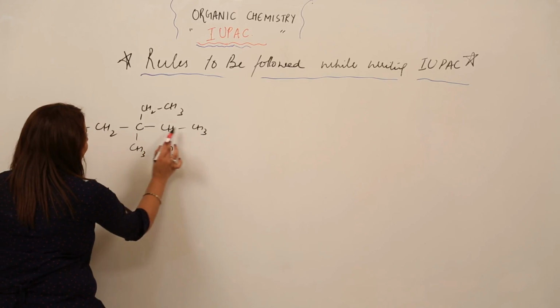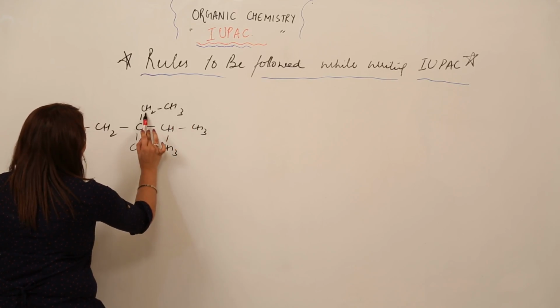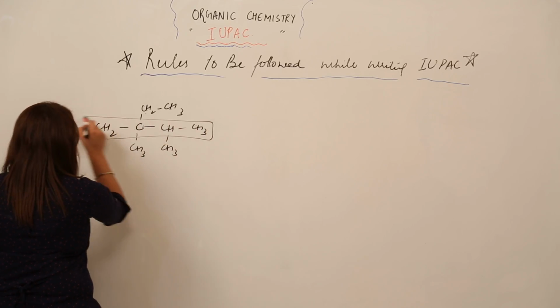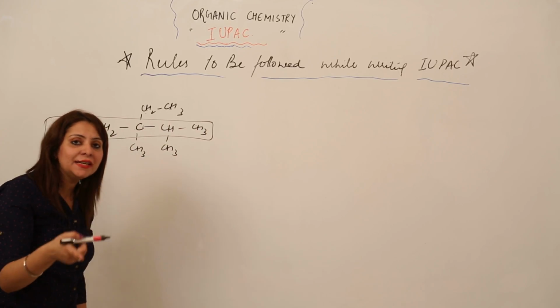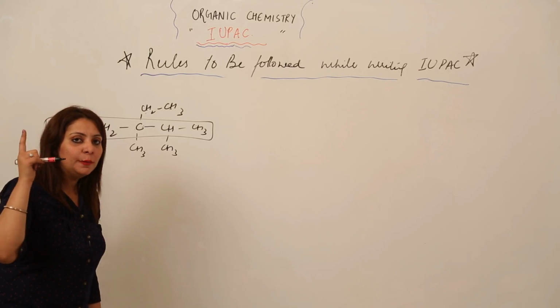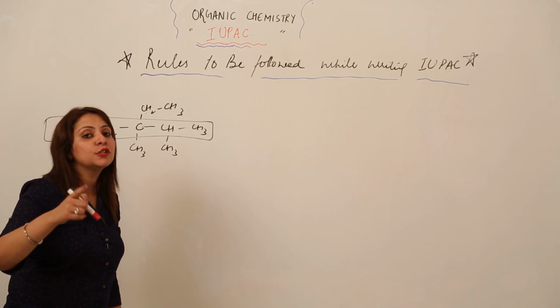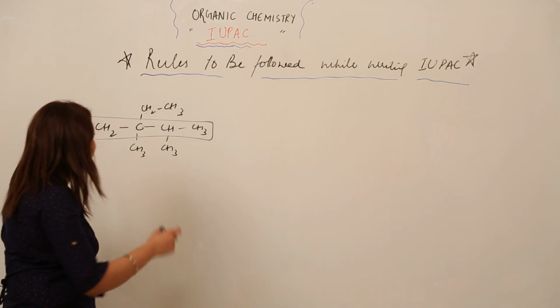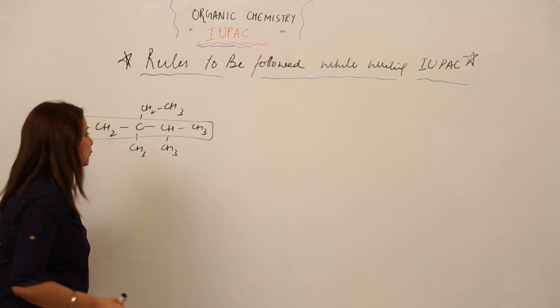1, 2, 3, 4, 5 carbon, 1, 2, 3, 4, 5, again 5, 1, 2, 3, 4. So that means we are going to select the straight chain, because we know that we have to select that chain which is continuous, which includes the maximum number of carbon atoms, and also the criteria is that it should be maximum substituted or alkylated, as we get to see many alkyl groups.